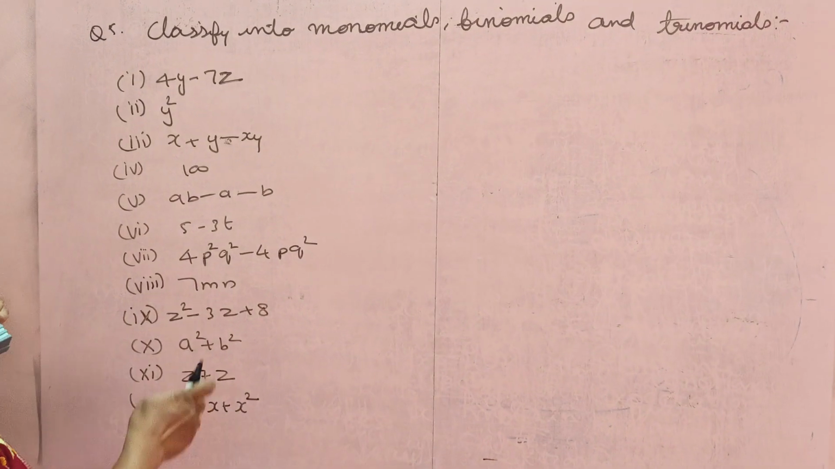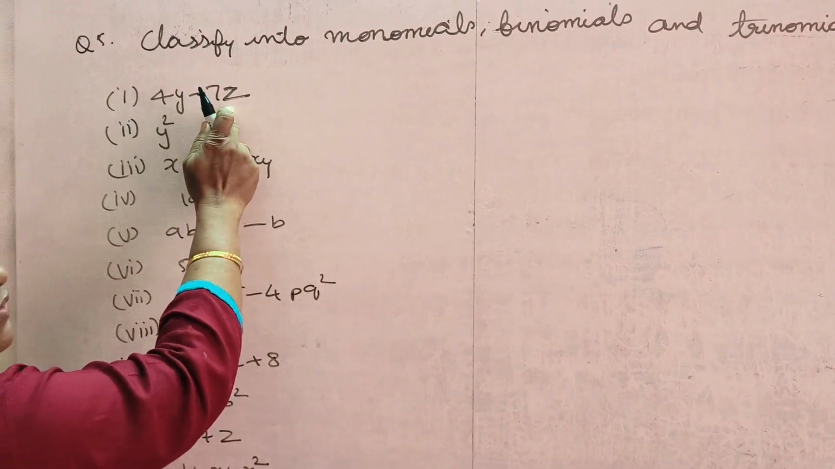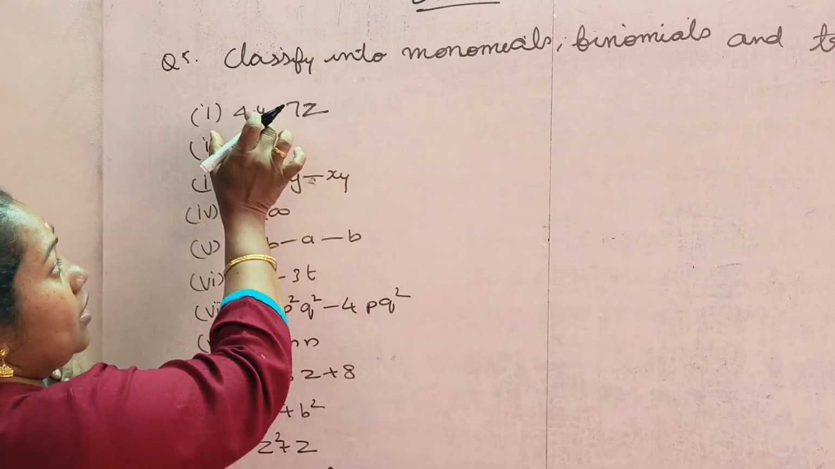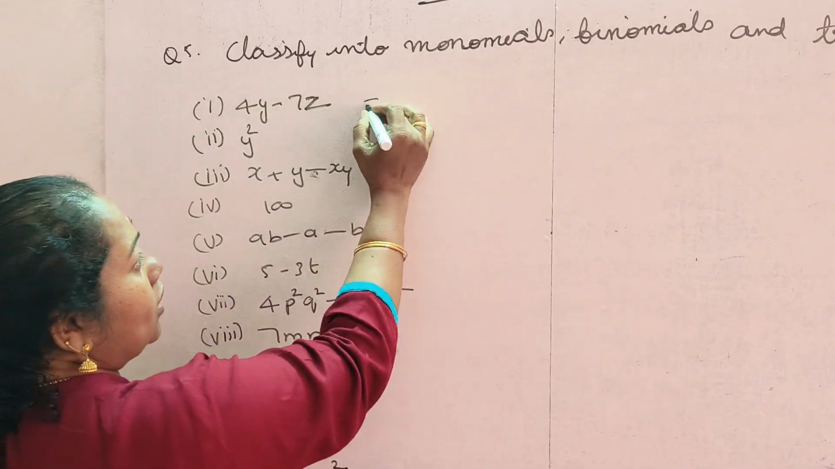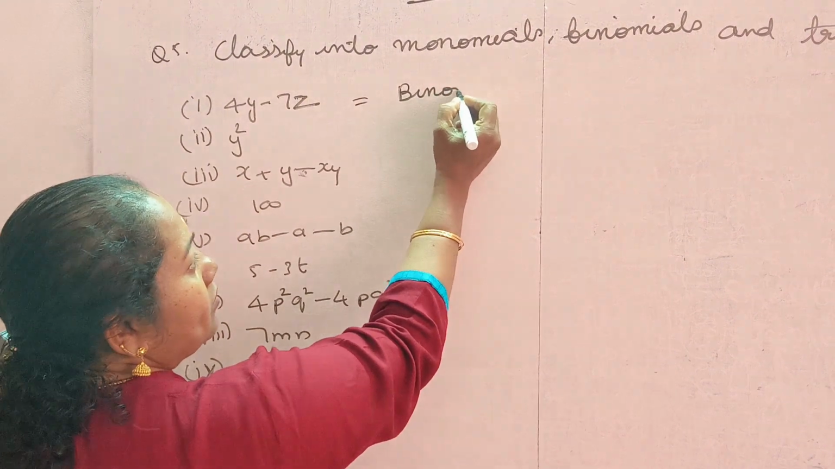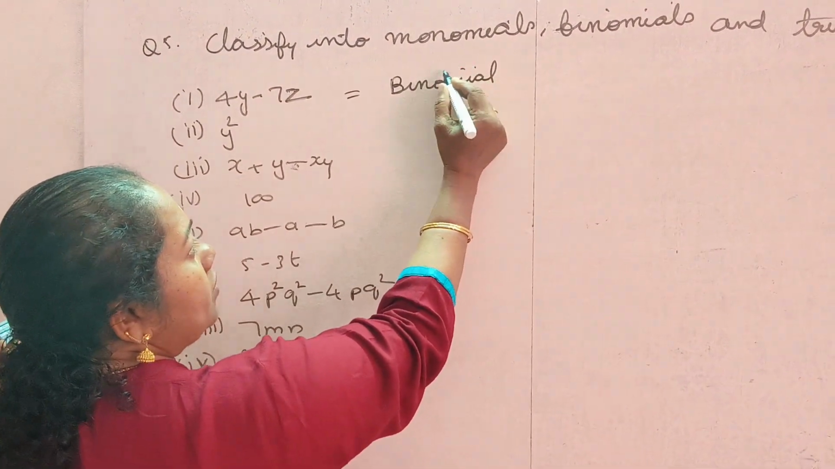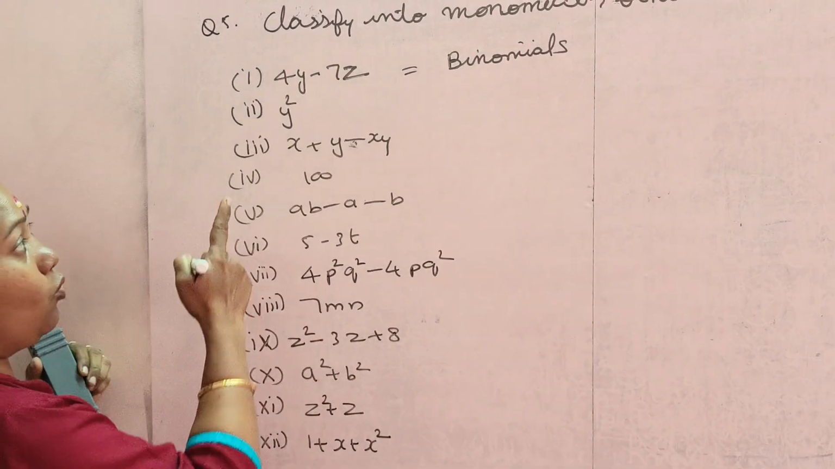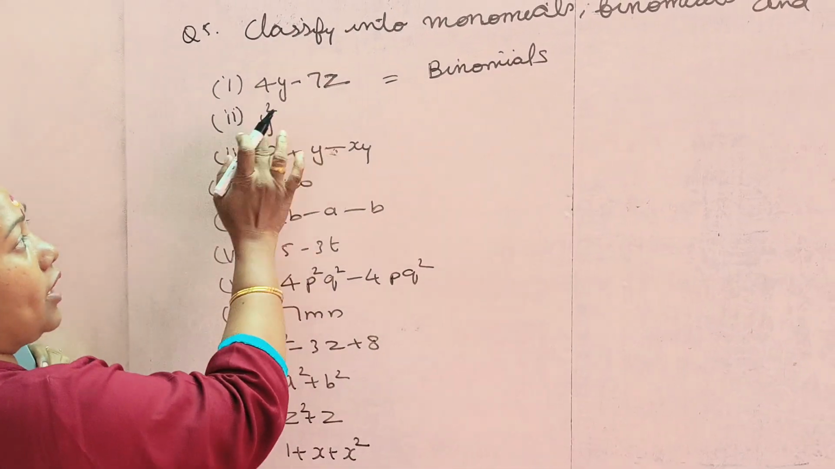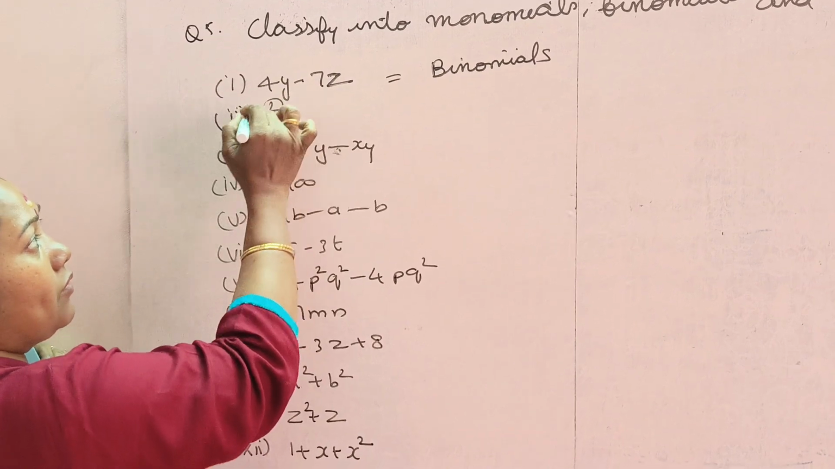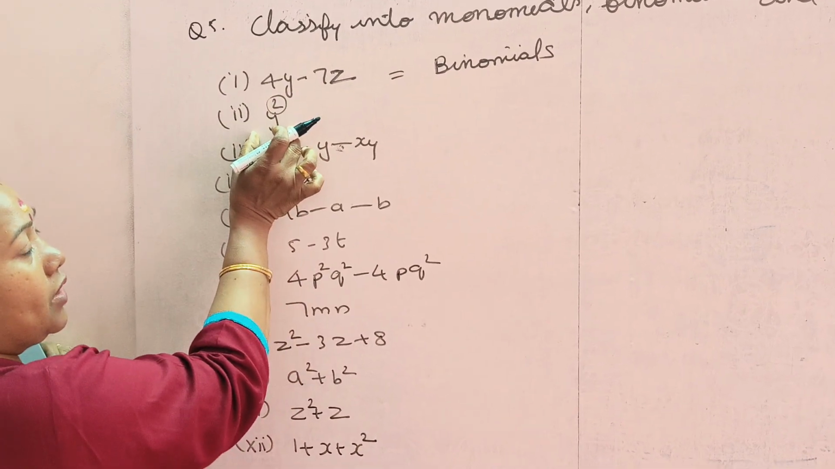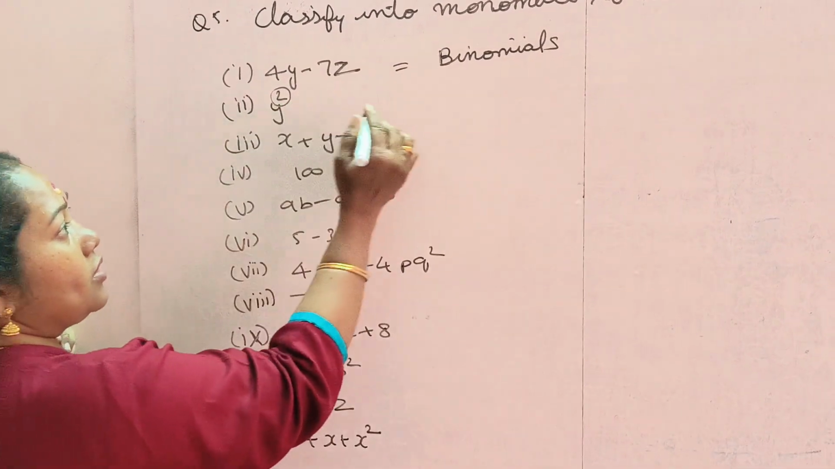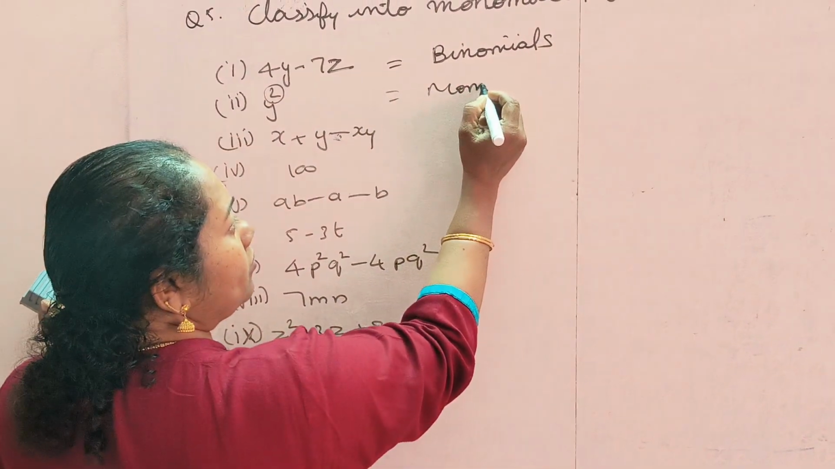So in the first question, 4y minus 7z. 4y is one term, minus 7z is the second term. So there are 2 terms, and 2 terms means it is a binomial. Y squared is a single term. You don't have to consider the power; you have to consider the term. Whatever the power may be, it will be considered a single term. So this is a monomial.